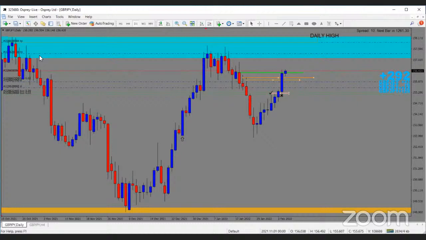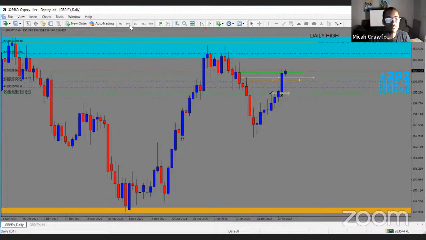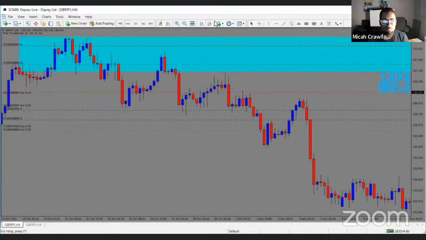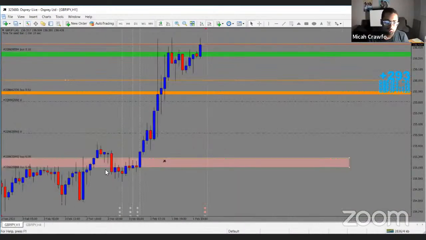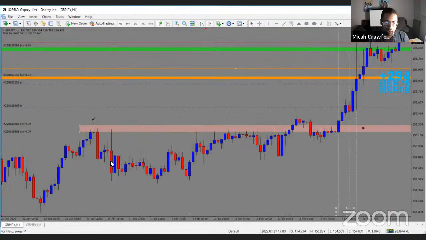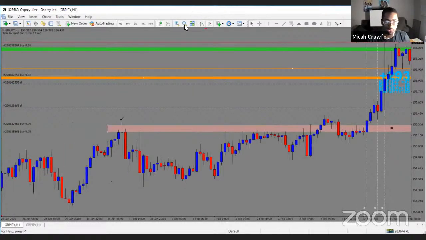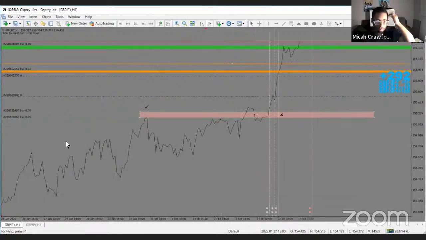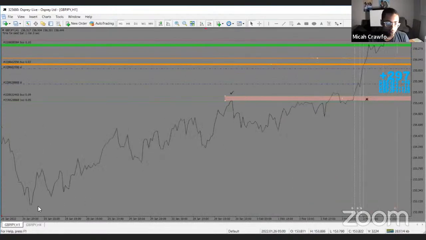Perfect. Okay. Let's see if we can find an example. Now I've been looking at GJ. This is the pair that I trade. Let's see if we can find an example. All right. So let's zoom out. Let's put it on the line chart. And let's start from right. Let's start here. This is a good starting place right here.